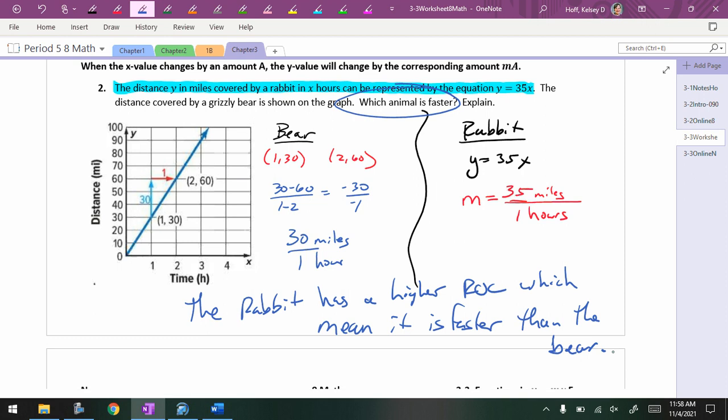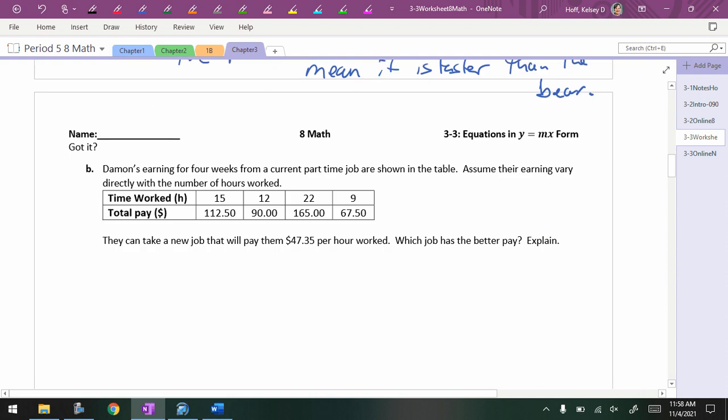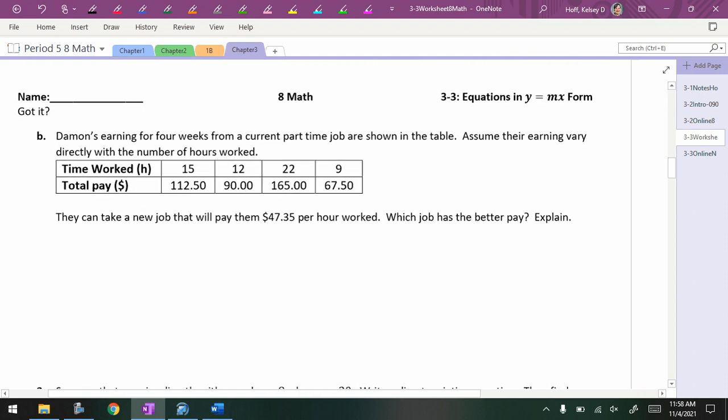Okay, flip it over. David wants a new job, or he's trying to decide if he needs a new job. His earnings for 4 weeks at his current job are shown in the table, and his earnings vary directly with the number of hours worked, meaning you have a constant rate of change. They could take a new job that will pay them, I fixed this typo on yours, $7.35 per hour worked. Which job has the better pay? Explain. So Damon could take a new job where they'll be paid $7.35 an hour, or keep the current job.